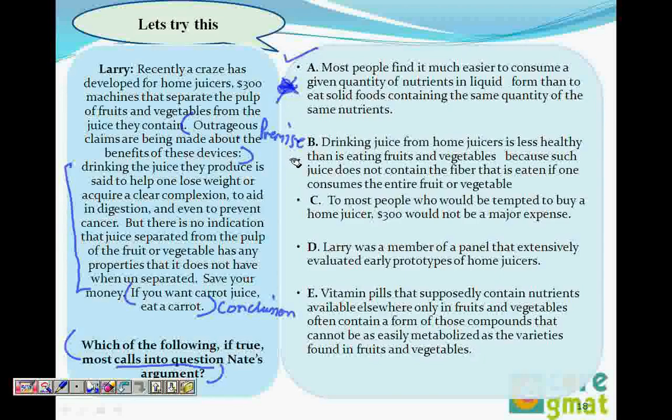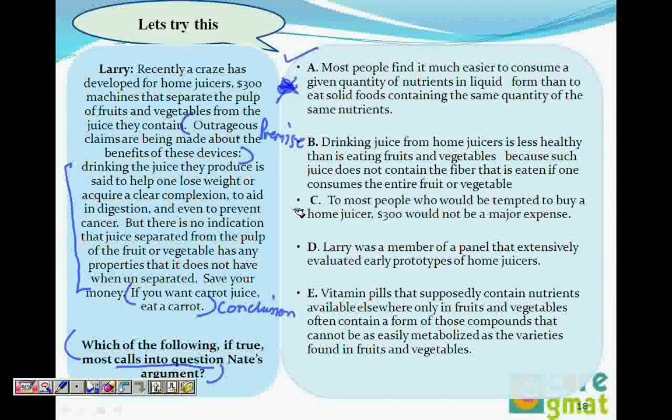Drinking juice from home juicers is less healthy than is eating fruits and vegetables because such juice does not contain the fiber that is eaten if one consumes the entire fruit or vegetable. Let's leave it if you don't understand. I don't think it makes sense.